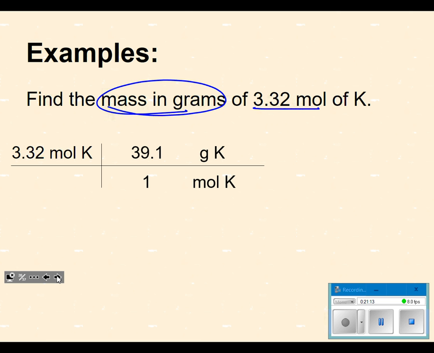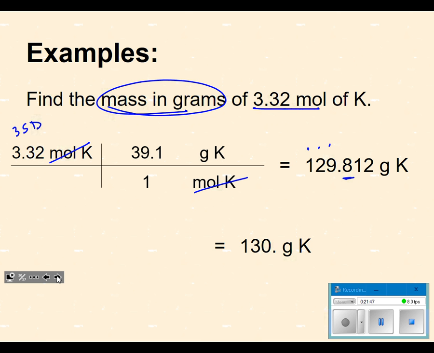So then, since both those are on the top and I was able to cancel out my moles of potassium, I'm going to end up with just grams of potassium. So since they're both on the top, I'll multiply. I end up with this value in my calculator. I had, though, originally 1, 2, 3. So I had 3 significant digits in my original number, so I can only have 3 in my answer. So 1, 2, 3. I need to look at this number. That'll cause that to round up. So that will become 130 with a decimal mark grams of potassium.